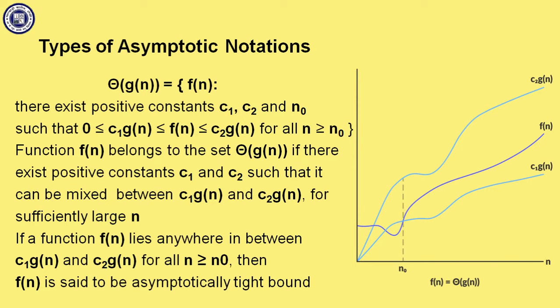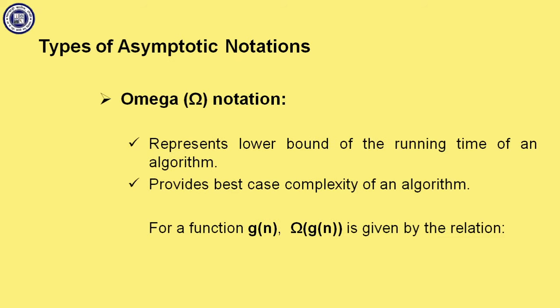The next one, we have the omega notation. So here the theta notation gave us the average case efficiency.